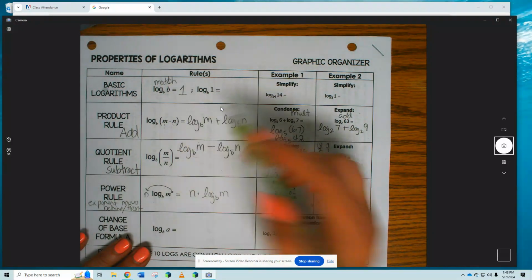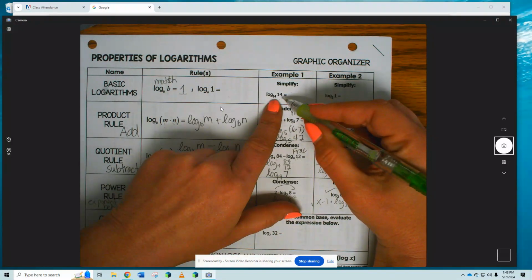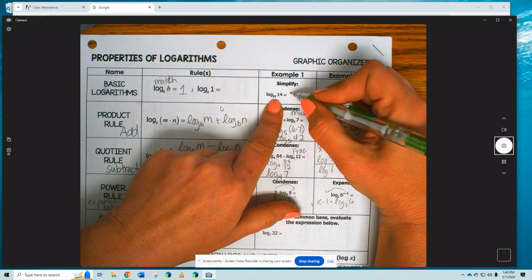Okay, that's just a rule. Here, example 1. They're both 14s. The base is 14 and the number I'm trying to find the log of. The answer is just 1.